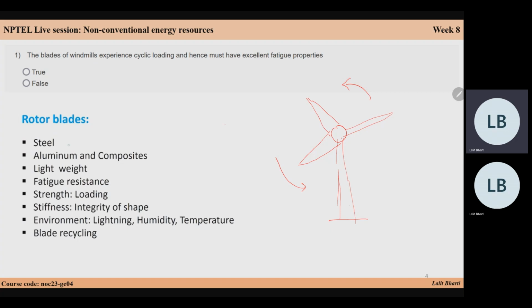It can be made of steel, aluminum, or composites. It should be lightweight to reduce the overall weight of the wind turbine. It should be fatigue resistant, with enough strength and stiffness, environmentally safe, and able to sustain lightning, humidity, and temperature conditions. One more thing, the material should be recyclable. So fatigue resistance is among the main criteria, and this statement is true.